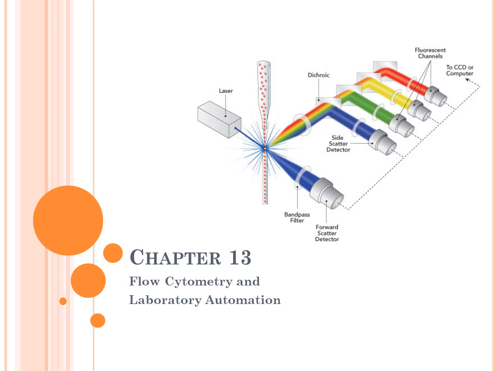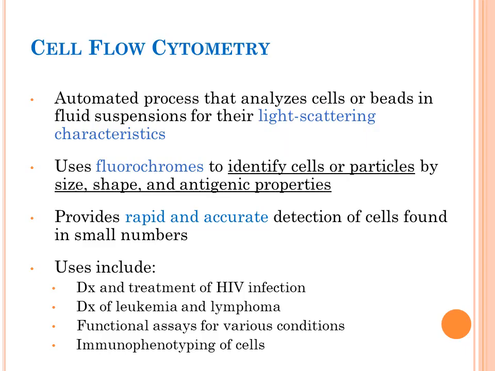Chapter 13 is about flow cytometry, and then there's a little towards the end about laboratory automation as well. The essence of flow cytometry is that it's a process that analyzes cells or beads in a fluid suspension and assesses their light scattering characteristics. It typically uses fluorochromes to identify those cells or particles by their size, shape, and antigenic properties.